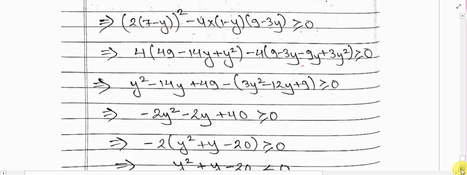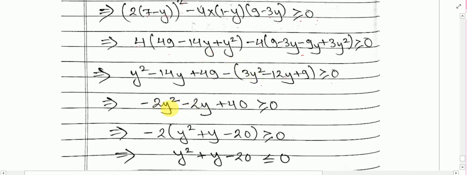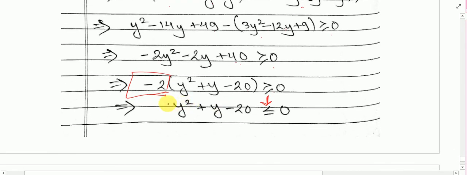Done. Now open the bracket, simplify it further, and you get minus 2y square minus 2y plus 40 greater than or equal to 0. Now I am taking minus 2 common, so I got minus 2, and here y square plus y minus 20 greater than or equal to 0. Now I want to remove this minus 2. So this is a negative number, so I will divide by minus 2 throughout. But since I am dividing by a negative number, this direction will change. Can you see? This direction has changed. Clear? So you got y square plus y minus 20 less than or equal to 0.